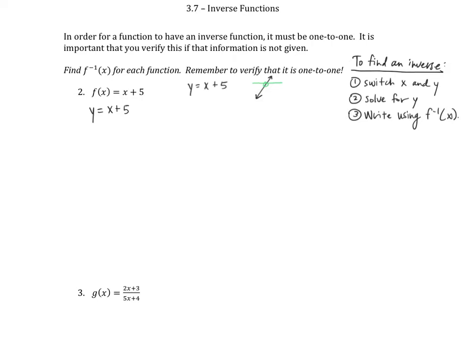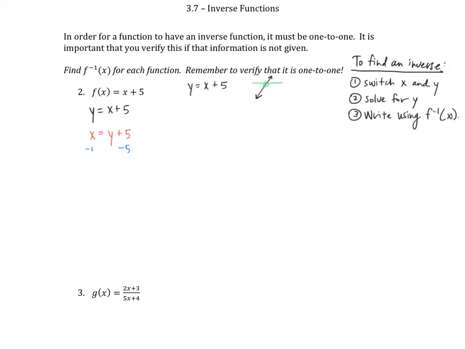So now what I'm going to do is step 1, I'm going to switch x and y. So where there was a y, now I'm going to put x. And where there was an x, I'm going to put a y. That's step 1. Now step 2 is solve for y. So I want to get y by itself.